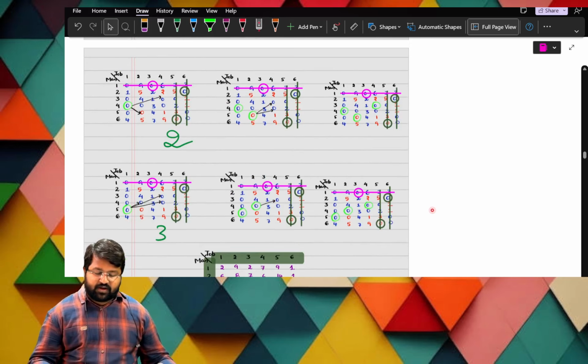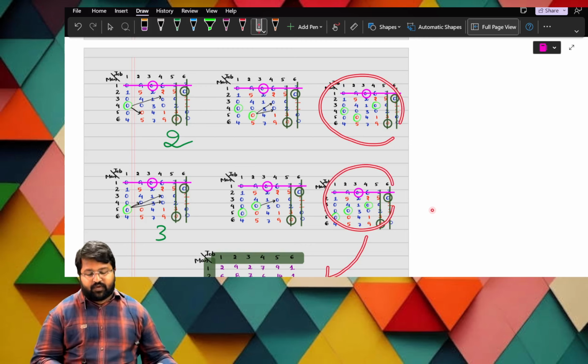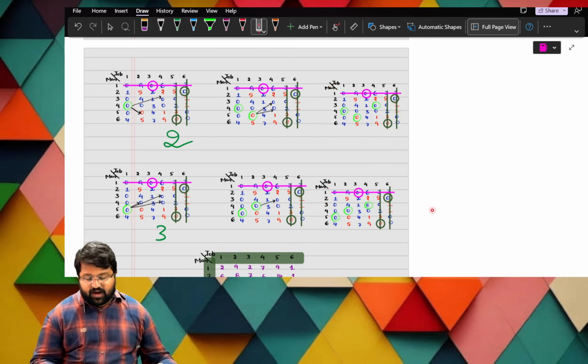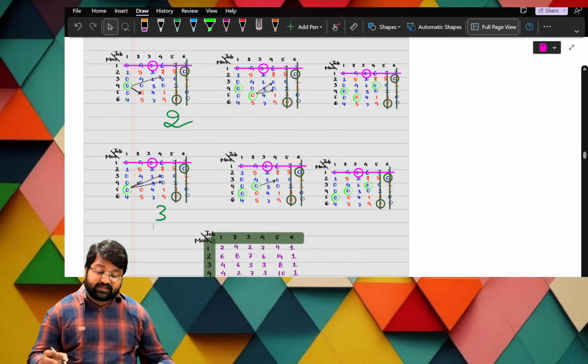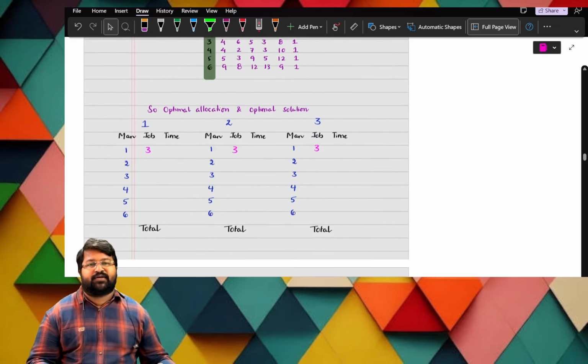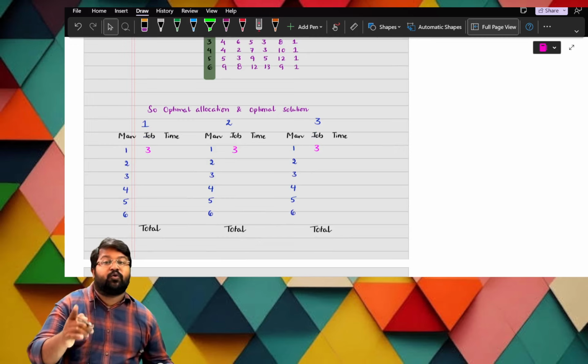Total three results we have, na? These three results will be compared with the question. What is the marking here and what is the number there? Based on that, we will get this solution. I will not find the solution. I will tell you and you have to do it.